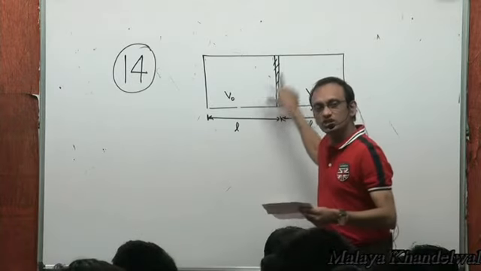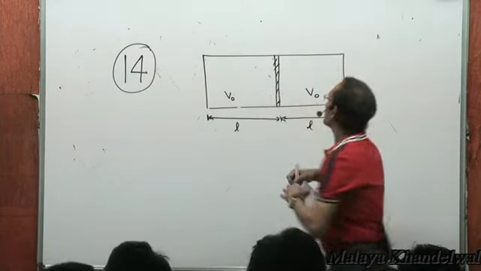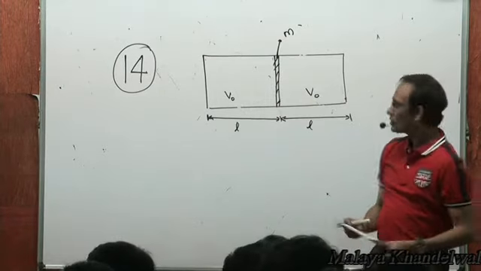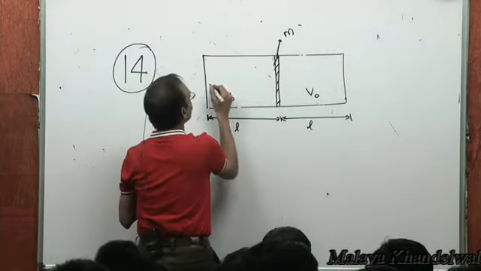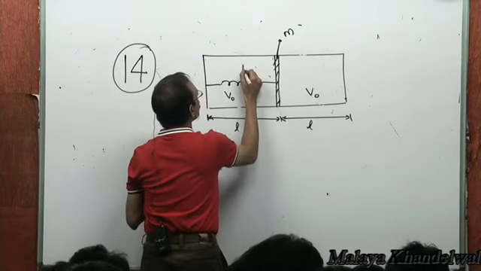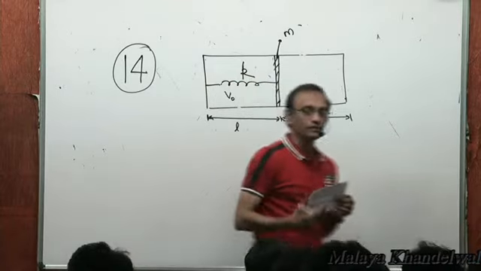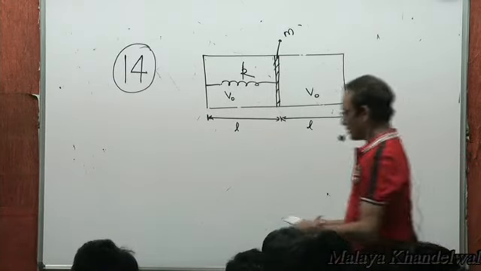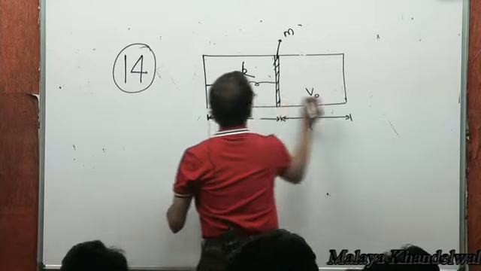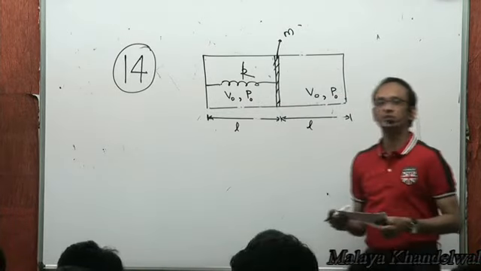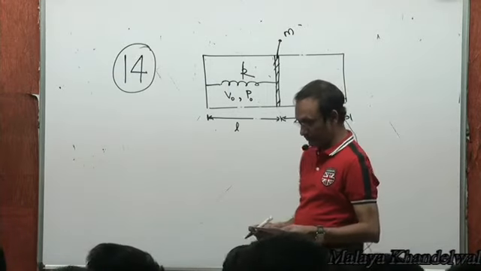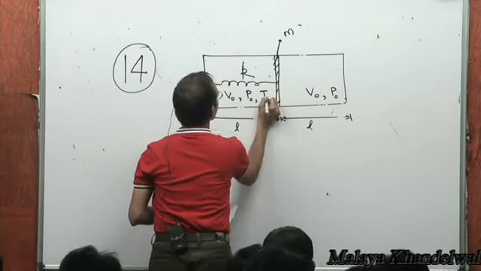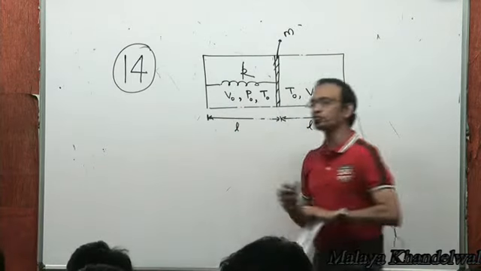Okay, so this frictionless piston of mass m divides the cylinder into two equal parts, each of volume V0 and length L. This spring, of force constant K and natural length L, is in a relaxed state initially. The pressure was P0 in both chambers, and the temperature was T0. That was the initial state.